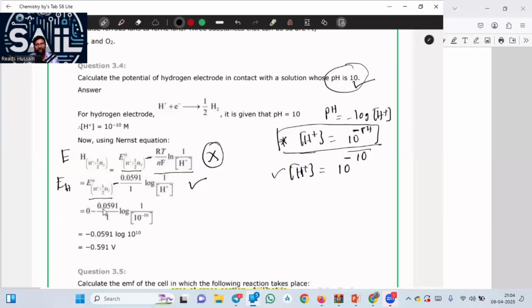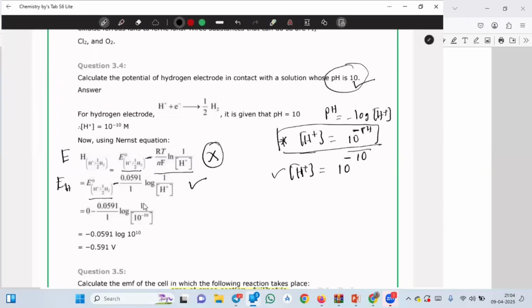So I hope you understood this. And next, log 1 by 10 to the power of minus 10. Log 1 by 10 to the power of minus 10.